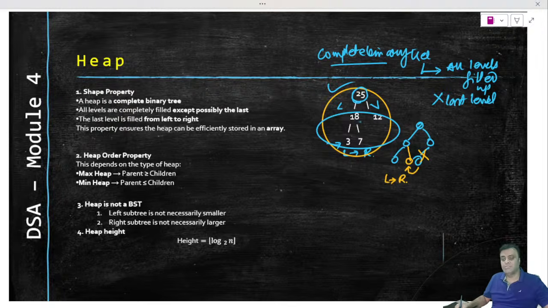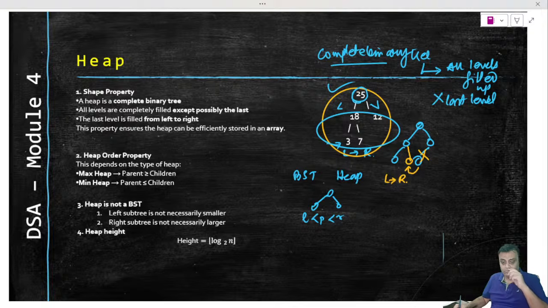All the descendants will be less than the parent, and that is the difference between a binary search tree and a heap. In a binary search tree, the left should be less than the pivot, which should be less than the right. But in a heap, the left and right don't matter; the entire set of descendants will be less. When will it be less?